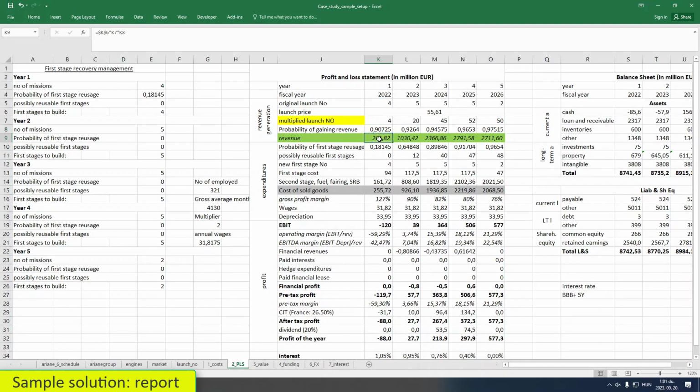Okay. Probability is coming from the data. Revenue is calculated as well. Probability of reusing the first stage is also here. Uh-oh, and this is when the problems are starting to rise, because I zeroed these things out. Yeah, my bad. So for the probability of first stage usage, we have to copy it backwards.